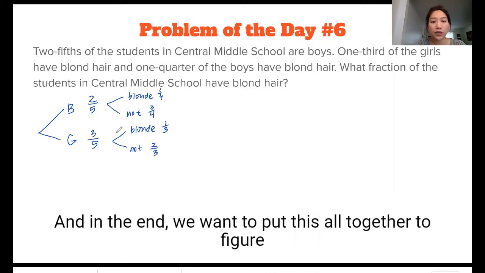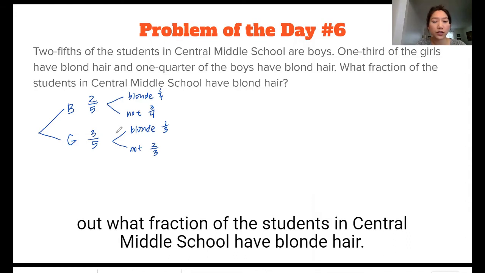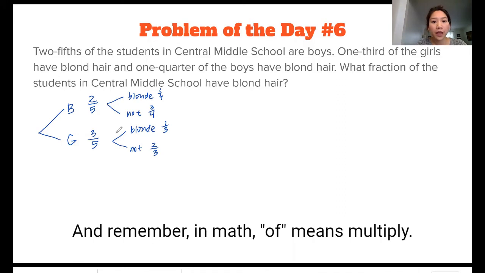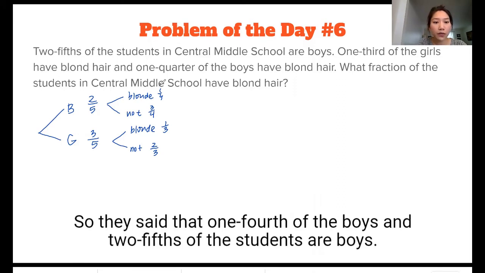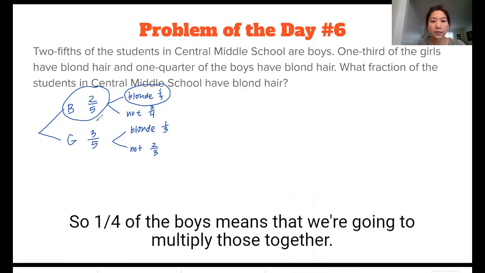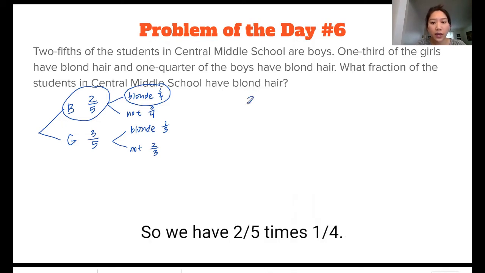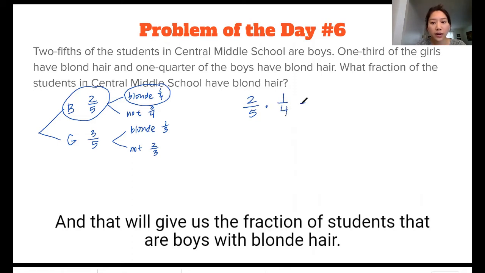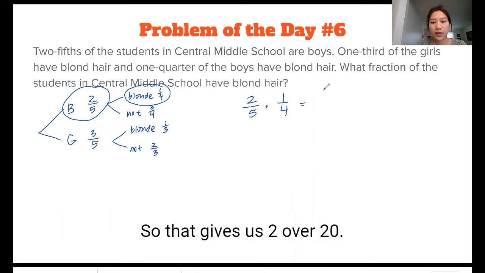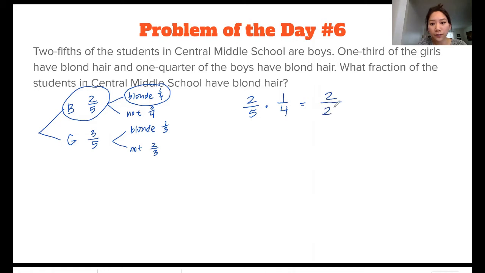Okay, and in the end, we want to put this all together to figure out what fraction of the students in Central Middle School have blonde hair. And remember, in math, of means multiply, right? So they said that 1/4 of the boys and 2/5 of the students are boys. So 1/4 of the boys means that we're going to multiply those together. So we have 2/5 times 1/4. And that'll give us the fraction of students that are boys with blonde hair. So that gives us 2/20.